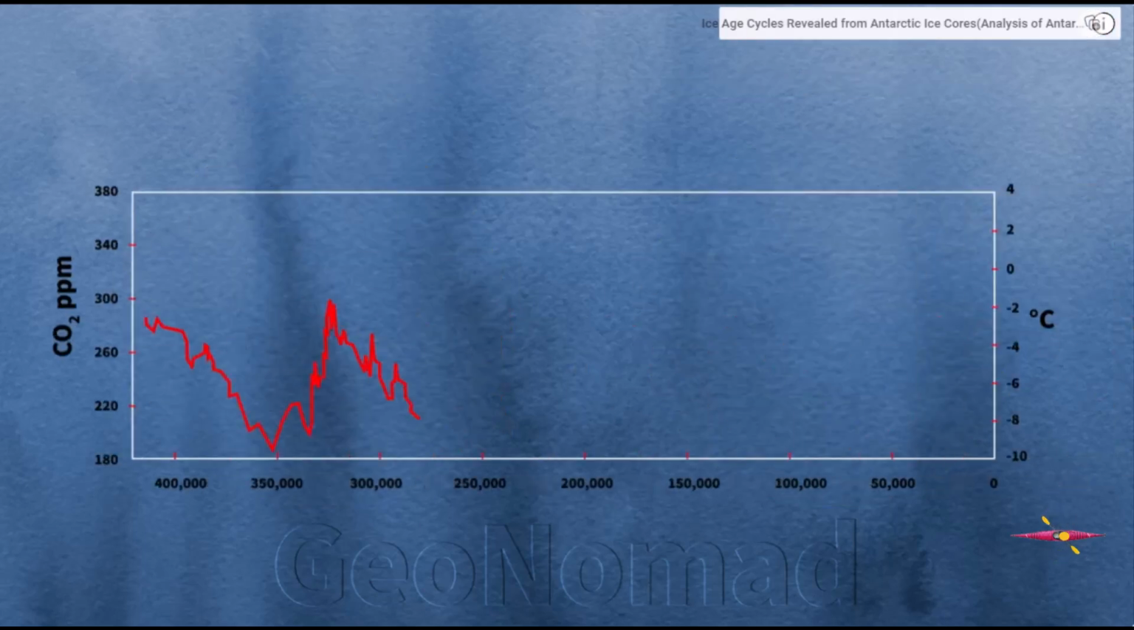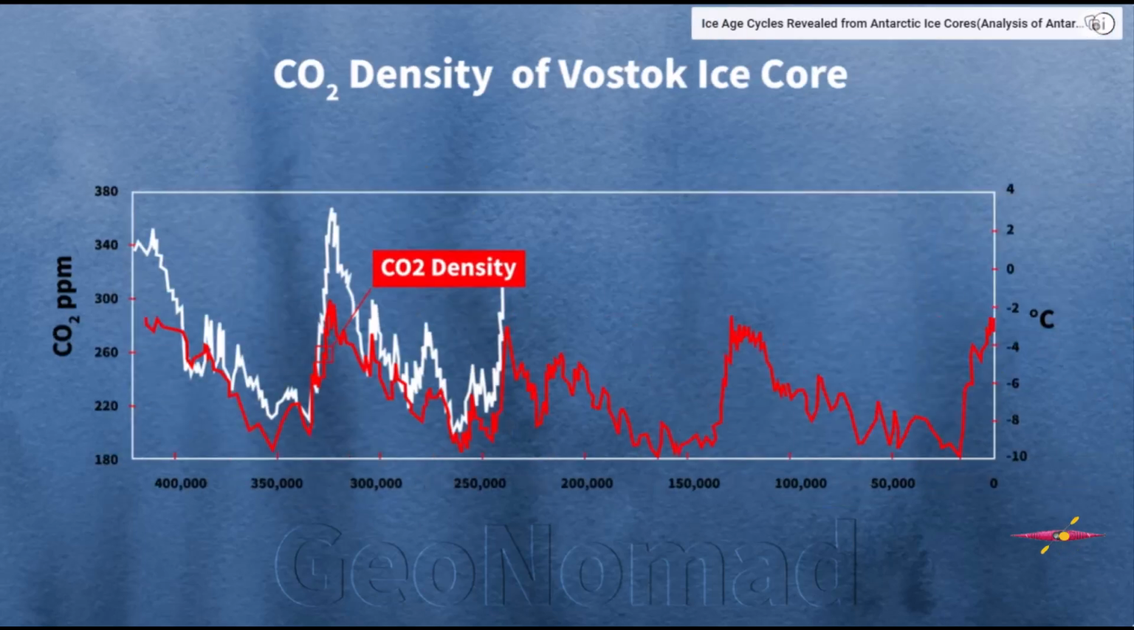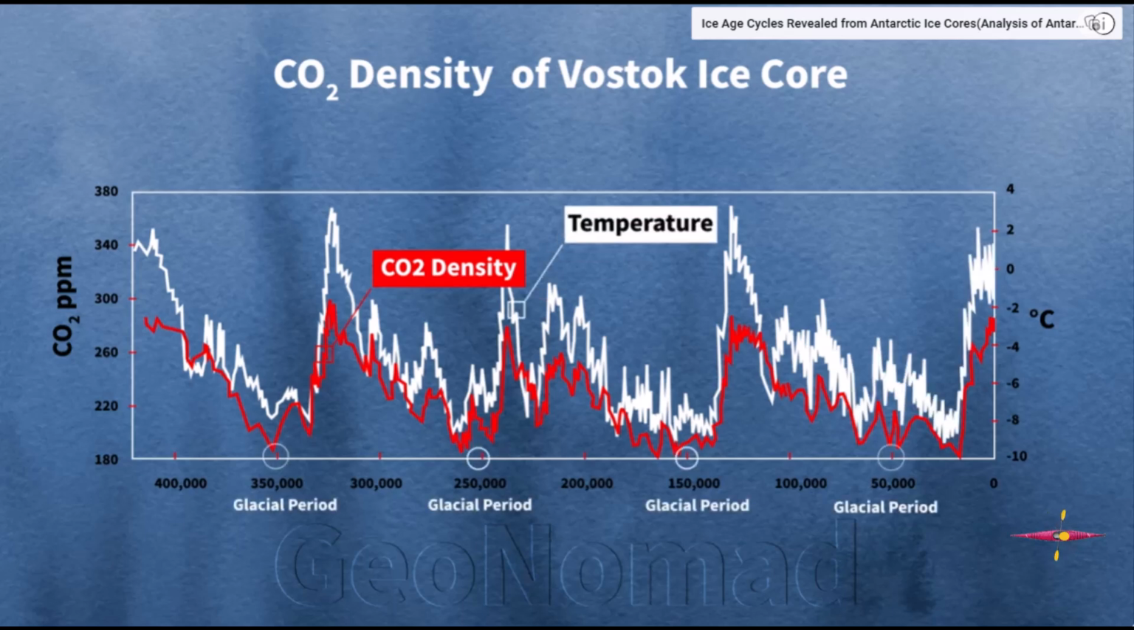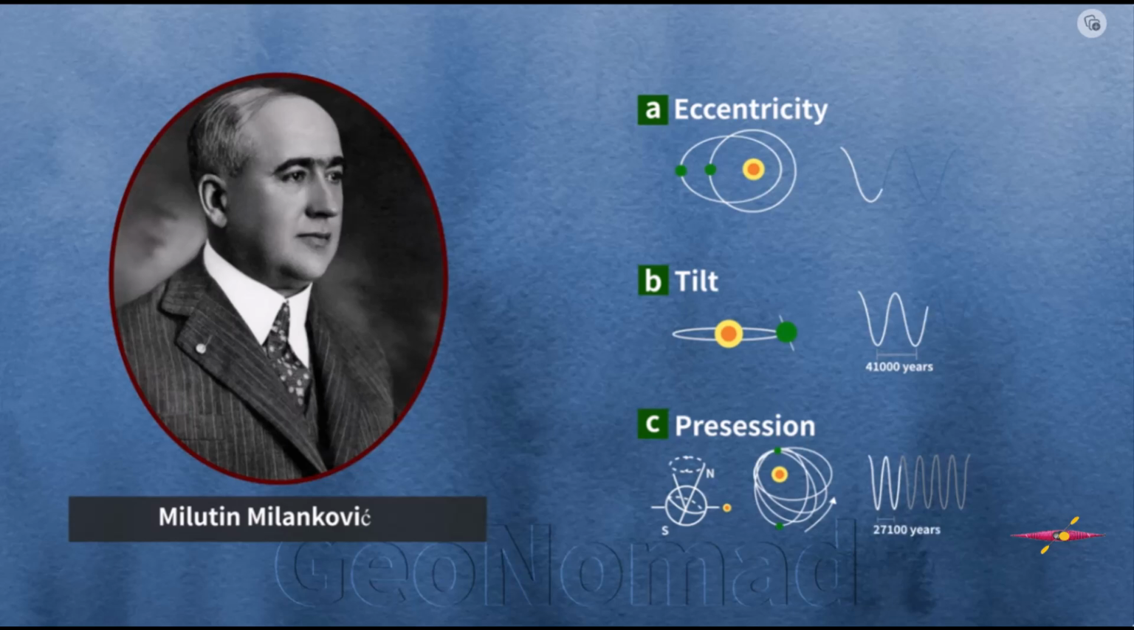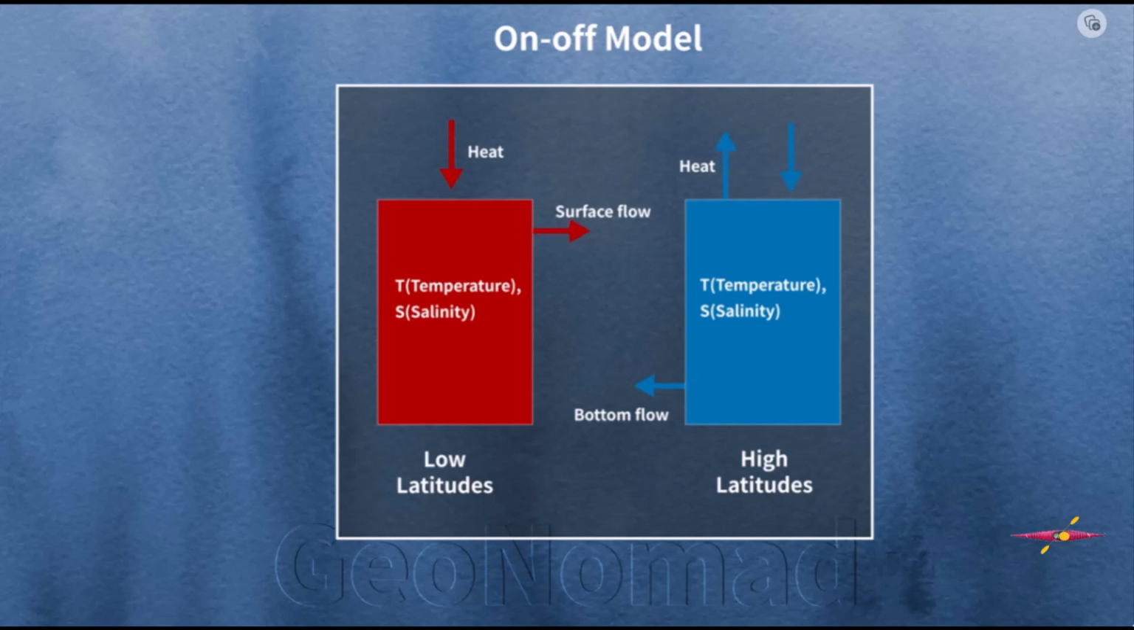The cause of the Ice Age cycle found through Antarctic ice core analysis was revealed by Milankovitch. According to the Milankovitch theory, the climate change starts slowly and ends slowly. The Milankovitch effect combines several sinusoids with different periods, which does not explain rapid climate change. The clue lies in the on-off model that Broecker insisted on.